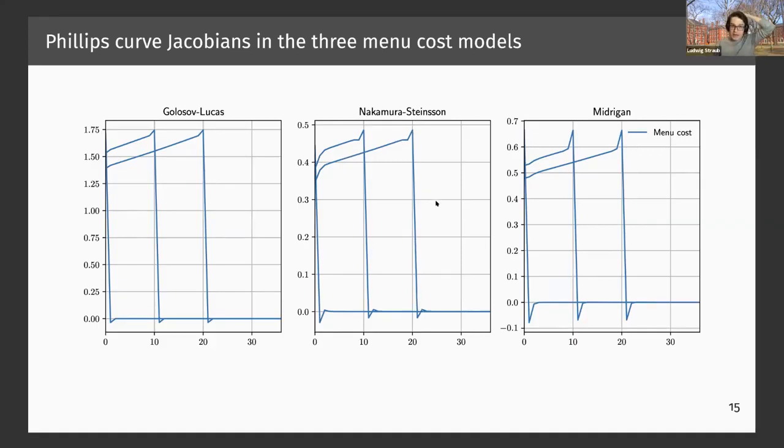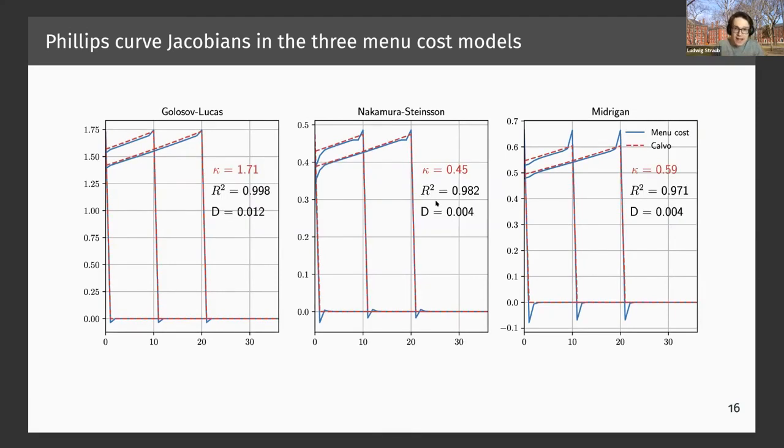And again, if we try to fit the Calvo model to match these Jacobians, we see that they actually do a pretty good job of matching it. Now, it's not as good as for the nominal price Jacobian. So for example, for the Midrigan model, you see that it's a bit more spiky around the time of the shock. And for the Nakamura-Steinson model, it's a bit off initially, but overall the fit is really great.